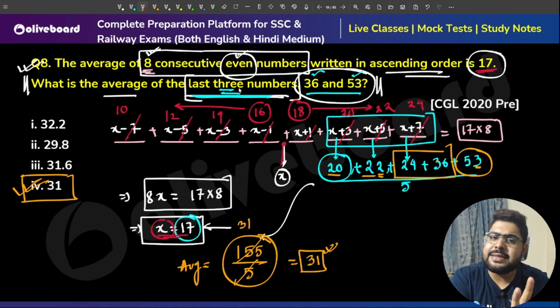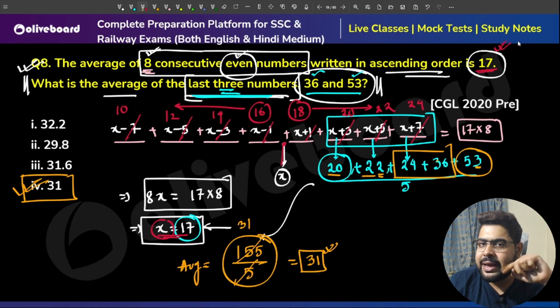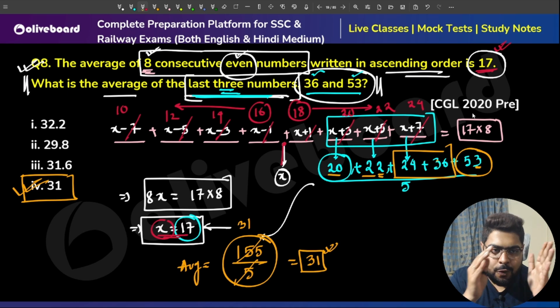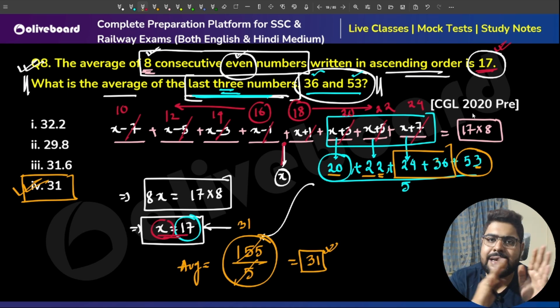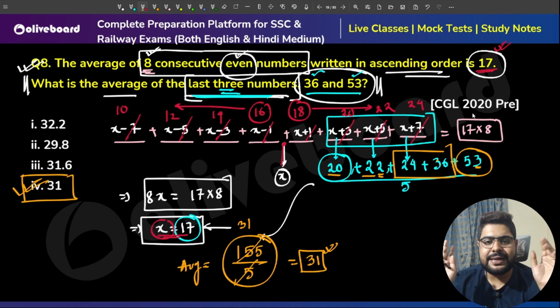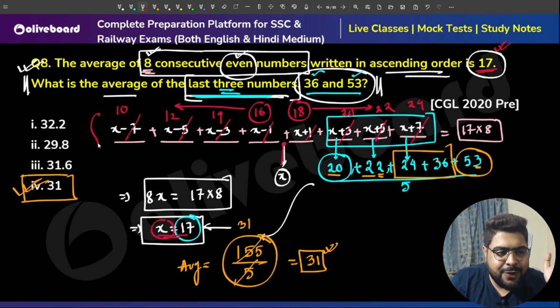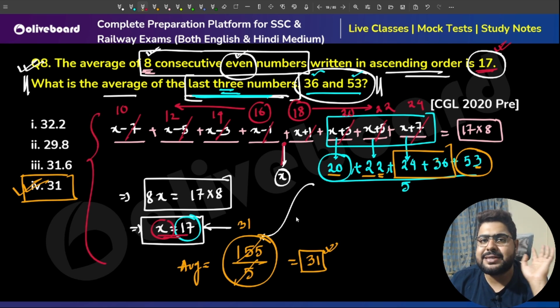So you see 8 consecutive numbers. That means the middle values are the 4th and 5th. In between them, that value is 17. Think like this. Try to visualize. So the 4th and 5th will be one is 16, another is 18. Directly you write this. Directly you do this. You don't need to do all this stuff. This is just for understanding.